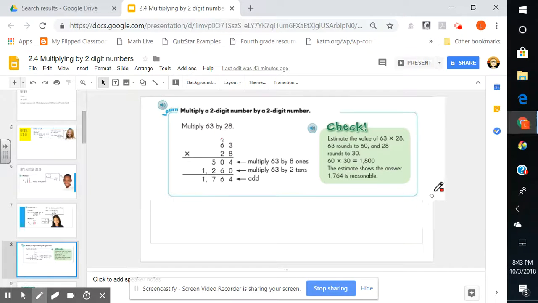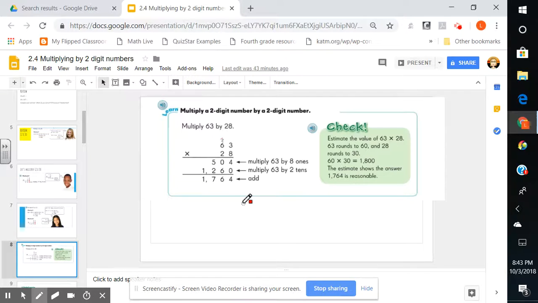Second step is going to be asking you to check. You're going to estimate the value of 63 and 28. Well, we know how to estimate. We're going to estimate to the largest place. They're both out to the tens place. So 63 rounds to 60 and 28 rounds to 30. And we know 60 times 30 is 1,800.